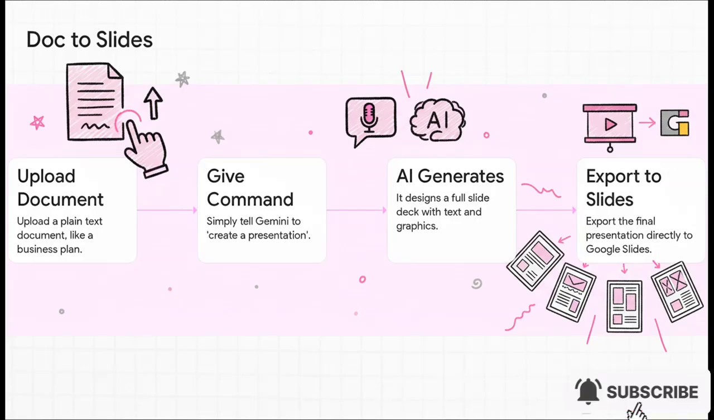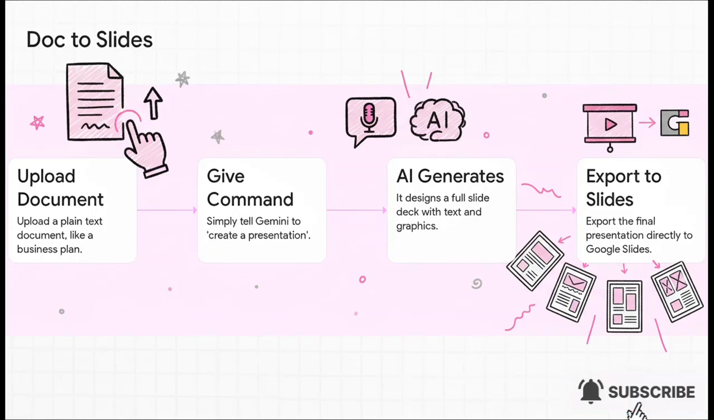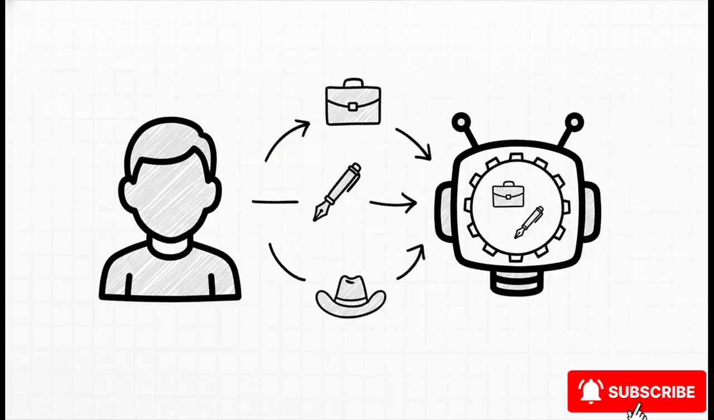Inside Gemini, there's a new Canvas feature. You just upload your plain text file, give it a super simple command like create a presentation, and then just sit back and watch. The AI designs a full slide deck for you. Text, graphics, layouts, everything. And when it's done, you just export it right into Google Slides. It's incredible.